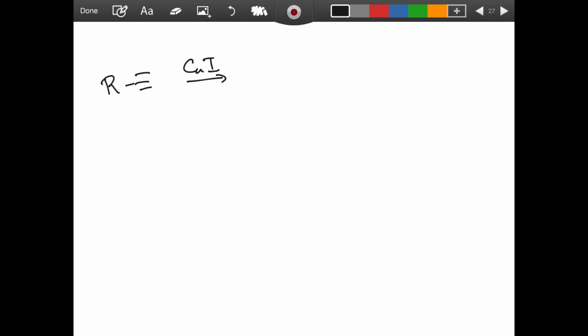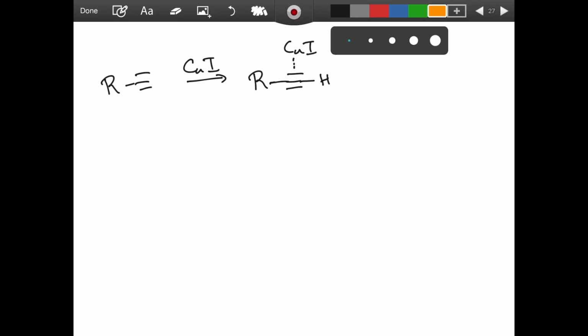copper really likes the electrons of pi bonds, double bonds and triple bonds. And so with a terminal alkyne, the copper will associate with or coordinate to the pi bond. And when it does that, it makes this hydrogen more acidic.